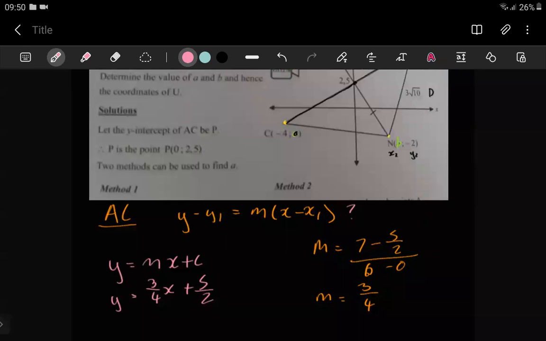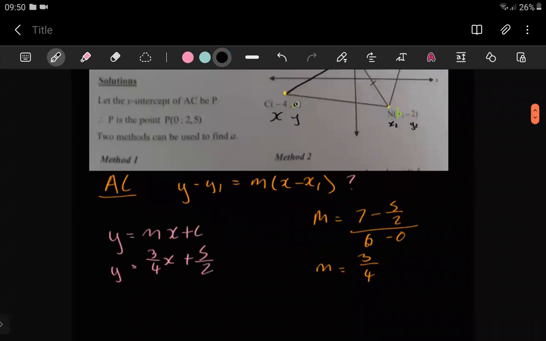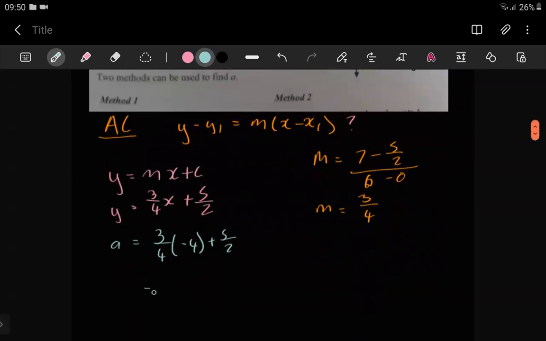So to get A, we can now just use this equation. We have the x value, which is -4, and the y value is A. So when we see y, we can put an A, and when we see x, we can put a -4. And then we have here -12/4 plus 5/2. This is like A.